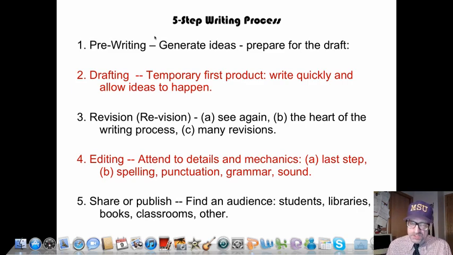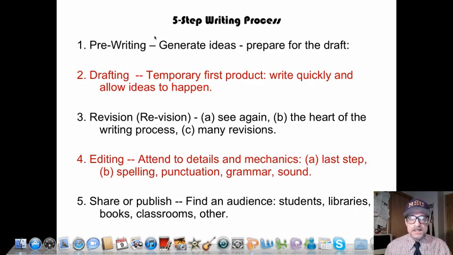The second part is the draft. This is your temporary first product. You're just trying to slop the ideas on the page. Sometimes this is called a sloppy copy. It's like a potter, again, taking a blob of clay, putting it on the wheel. That's not a perfect glob of clay. And then starting to shape the pot.